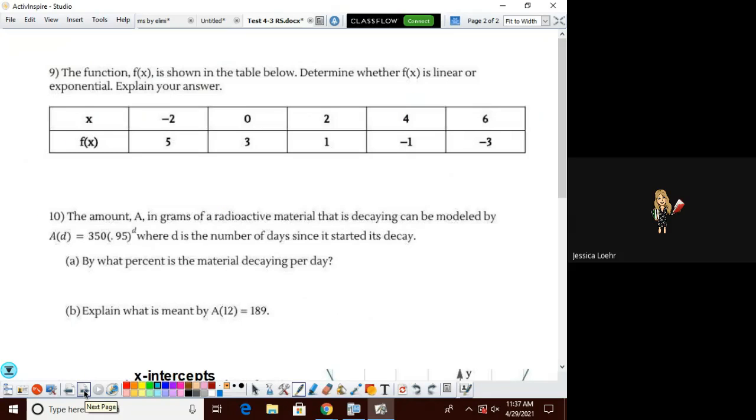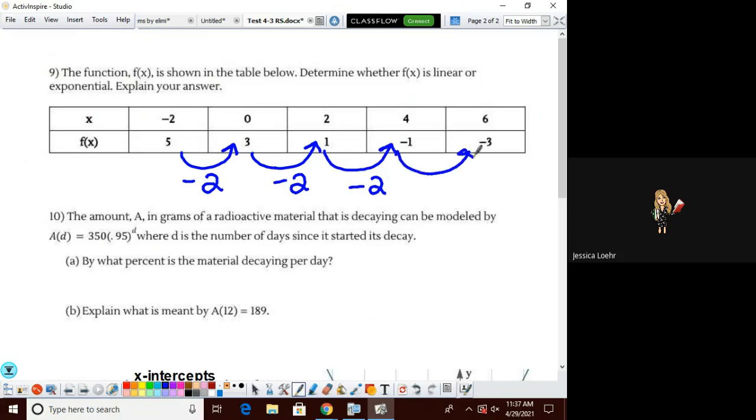They're asking if it's linear or exponential for this one. From the table, figure out what the rate of change is. If it's the same, it's linear. If it's not the same every time, it's exponential. Here, I'm subtracting 2. Here, I'm subtracting 2. Here, I'm subtracting 2. Here, I'm subtracting 2. It's always negative 2. That means it's linear, because it has a constant rate of change. That's all you have to say.